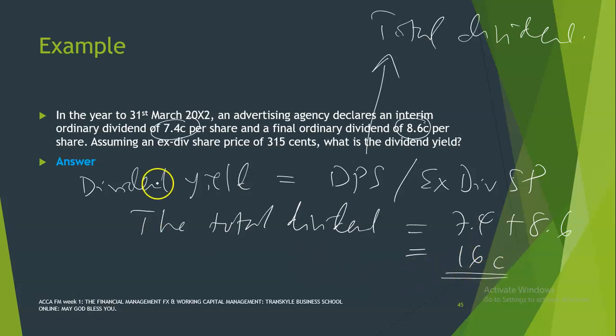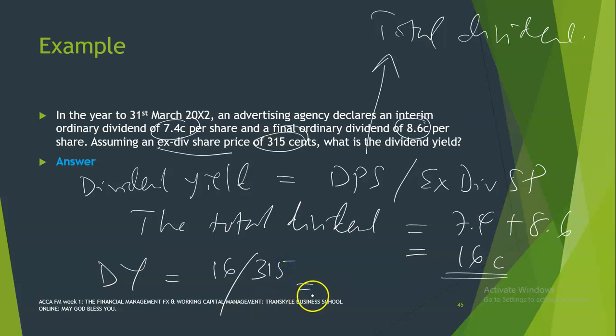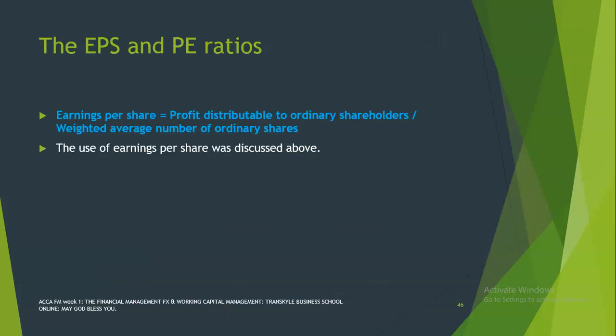So we then have to slot this into our formula. Therefore, dividend yield is equal to 16 over the ex-div share price of 315. So what is the dividend yield there? That is 5.1%. Please confirm with your calculators. Okay, let's move on. In the exam, you need to have fire. You need to move. Otherwise, you will fail just based on time management.